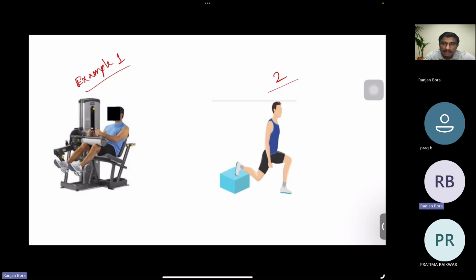Yes, one is an open chain and two is closed, because here also we can draw these two legs as one link. Then how can you draw this motion? There will be the hip joint. So 1, 2, 3, 4, 5. Links 1 and 5 are freely movable, so it is an open chain mechanism.